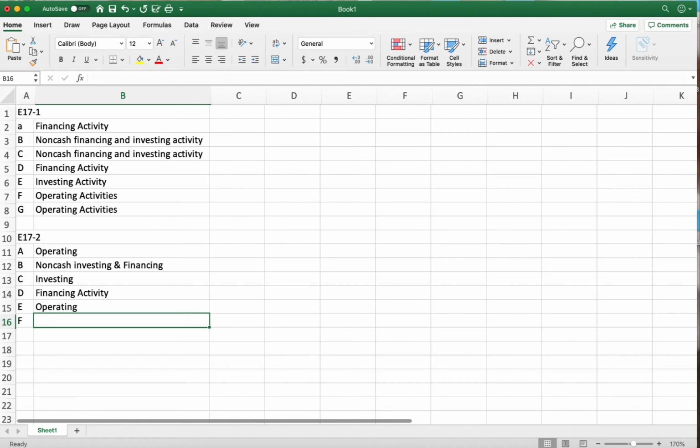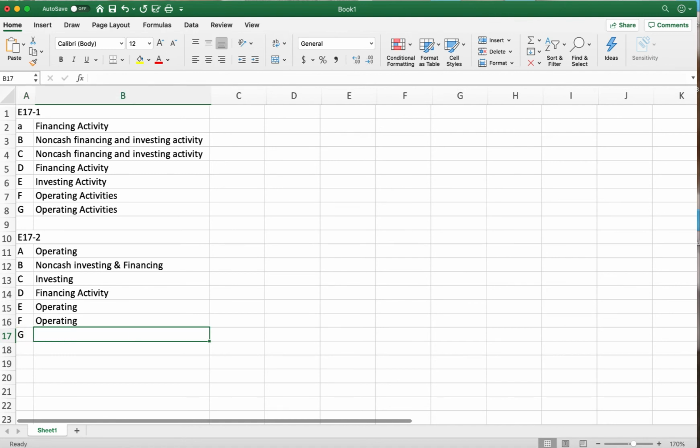F says receipt of dividends on investments in stock. So we have an investment account. Whoever we're invested in paid us dividends. This cash flow, what is it? Is it operating, investing, or financing? Well, because we're talking about dividends that we received from an investment that we have in stock, that's going to be an operating activity.